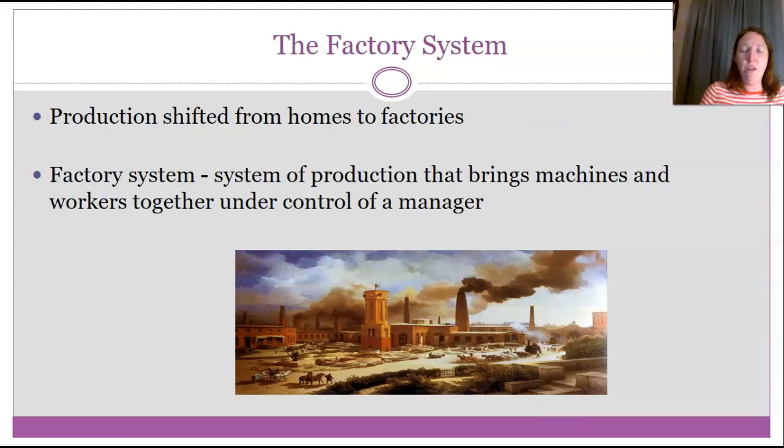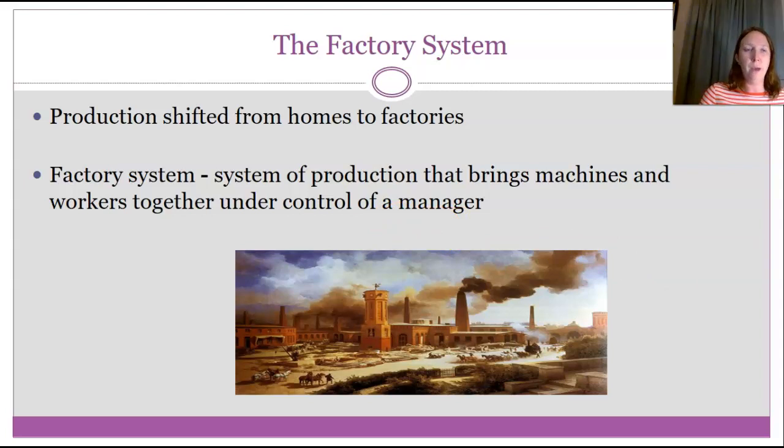And the result of all that new technology was the factory system. To recap, I guess this is slightly repetitive. With the assist of all of these machines, production shifted from homes to factories. And so the factory system was the system of production that brings machines and workers together under the control of a manager. There are many positive effects, but there are also many negative effects.